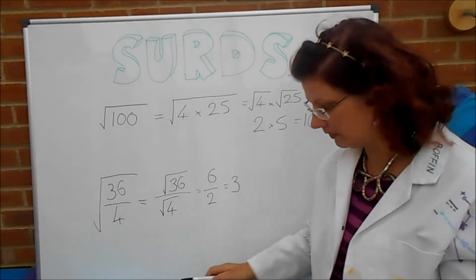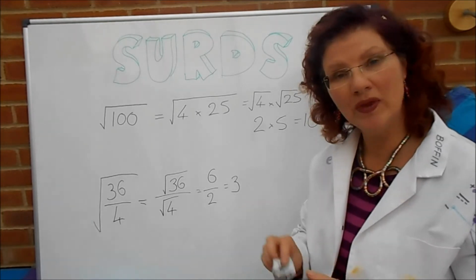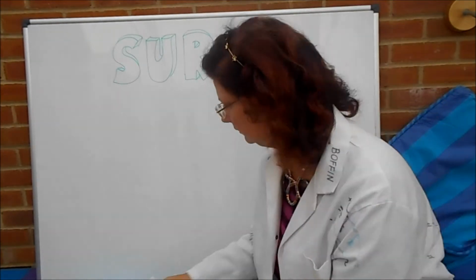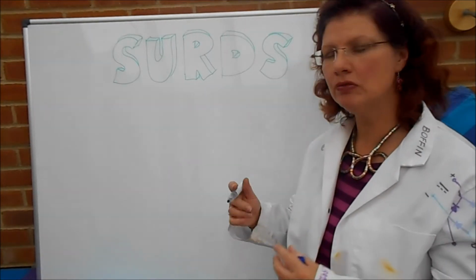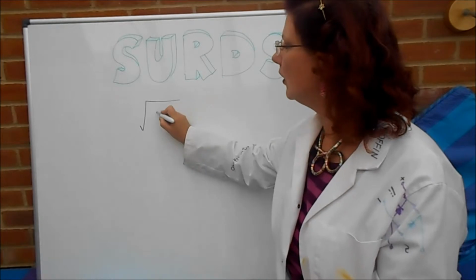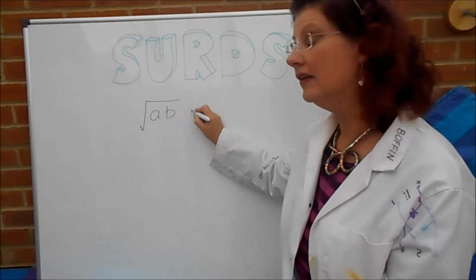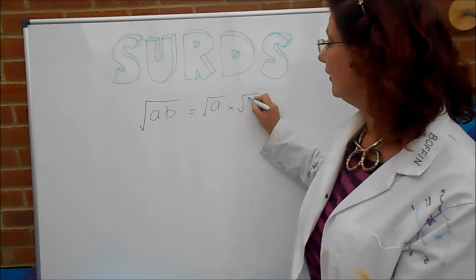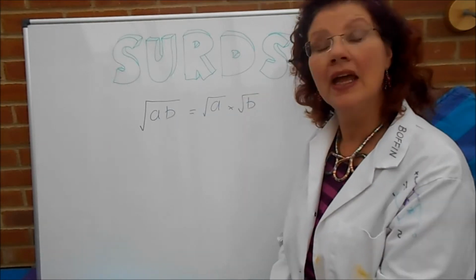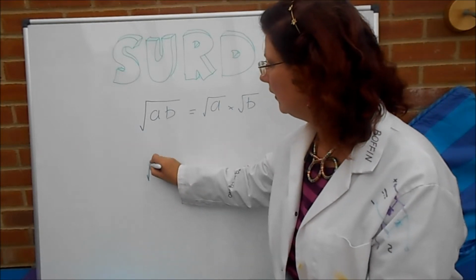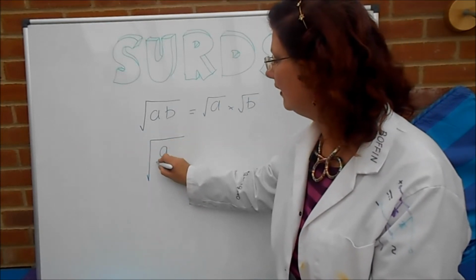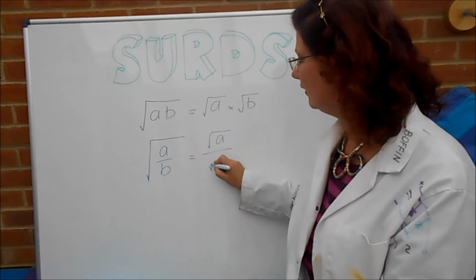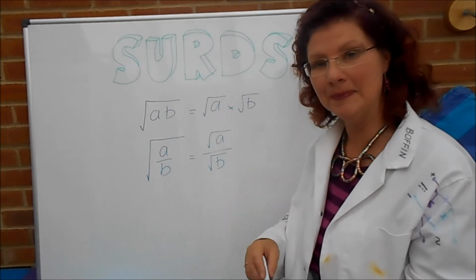So that's it done with numbers. Here it is done with letters, just so you've got some general principles. Okay, here it is in general terms. The square root of AB is equal to the square root of A times the square root of B. And similarly with the divide, the square root of A over B is equal to the square root of A over the square root of B.